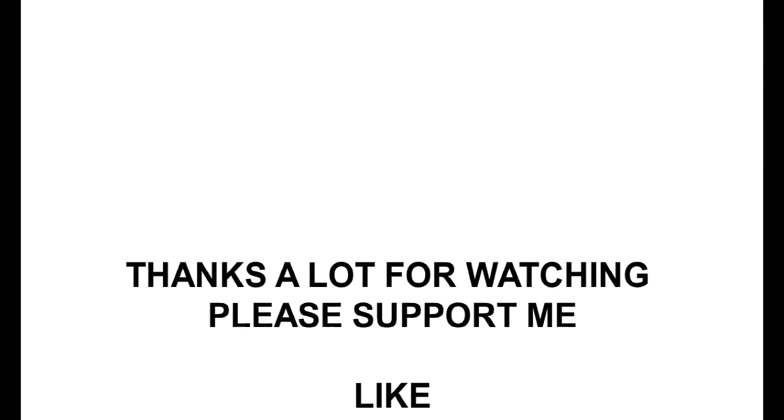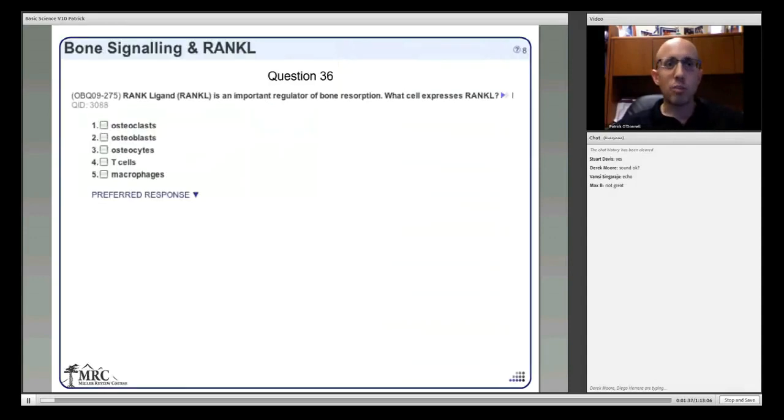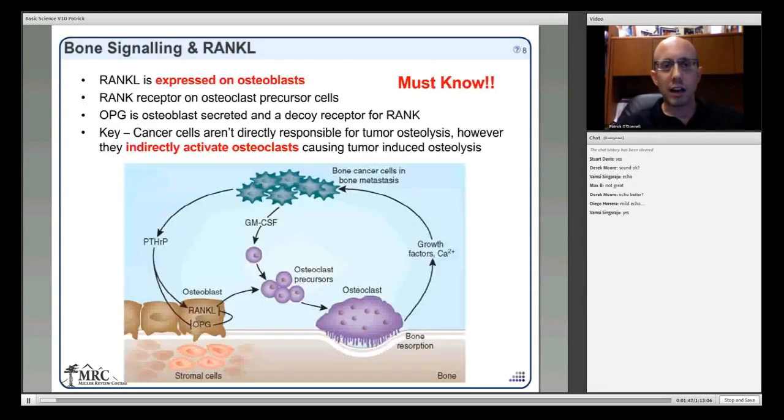So we're going to start off with a bang and hit bone signaling and RANK ligand, one of my favorite topics. So question number 36. RANK ligand is an important regulator of bone resorption. What cell expresses RANK ligand? So you've got to know the RANK ligand OPG pathway.